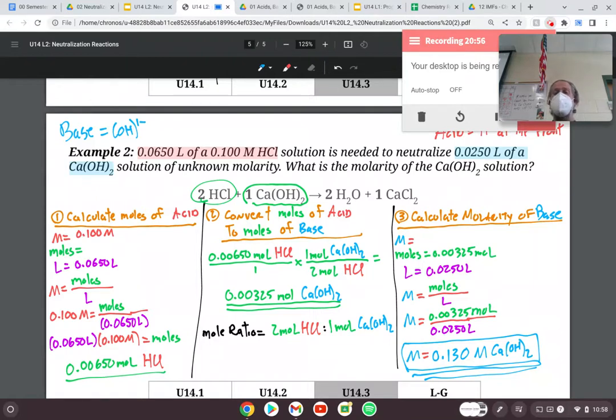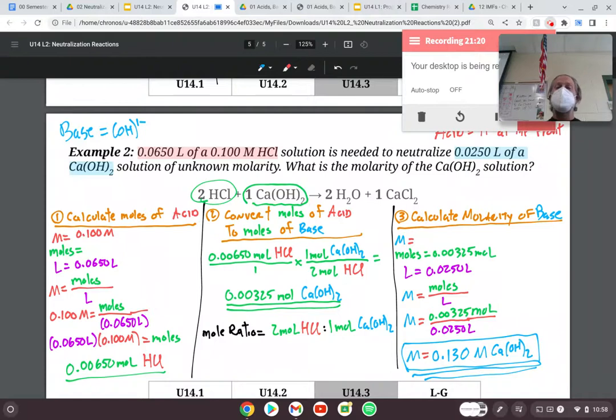And from there, the problem actually asked me to simply calculate the molarity, big M, of the base, the CaOH2. So in this case, I just plugged in the moles of the base that I just calculated and the volume of the base that I was given. And I got the molarity to be 0.130, appropriate number of sig figs, molar CaOH2.